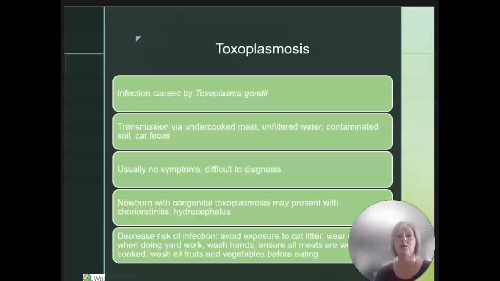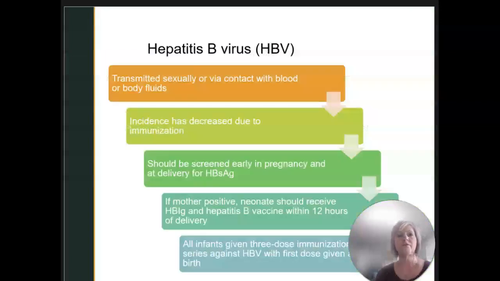Newborns with this can present with chorioretinitis, which could be like blindness, and they could have hydrocephalus, which means that they have extra fluid on their brain. So talk to your moms about decreasing their chances. Don't change the litter box, or if you have to, wear gloves. If you're outside doing any kind of work where there could be feces in the soil, they need to be washing everything. All their fruits and vegetables when they come home need to be thoroughly washed.